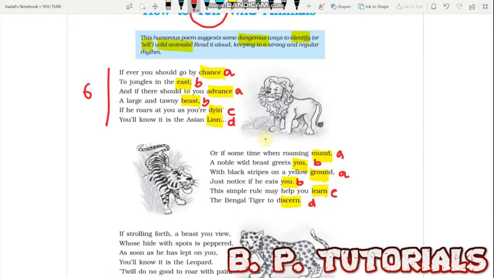If ever you should go by chance, it says that if you go, where do you go? To jungles. Here, by chance and to go are inseparable parts of the sentence, so this should be considered as enjambment. Remember this. One line you cannot finish, you go to the next line to finish it. So here the poet says that if you should go by chance to the jungles, and he particularly indicates in the east.